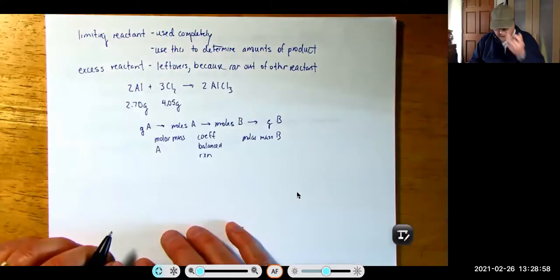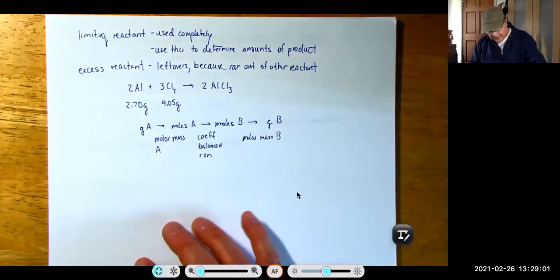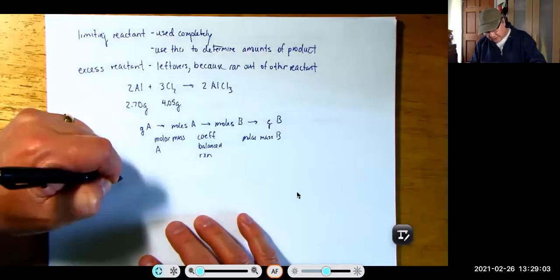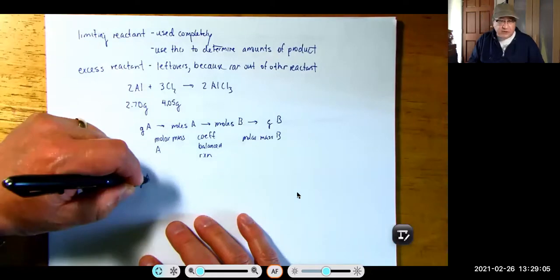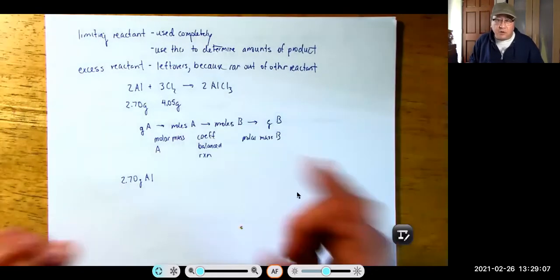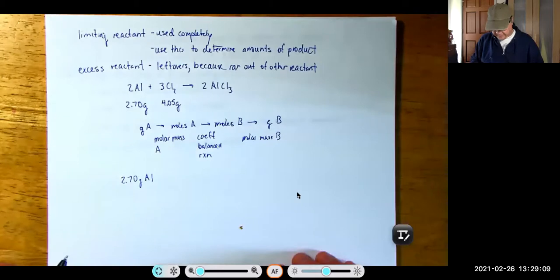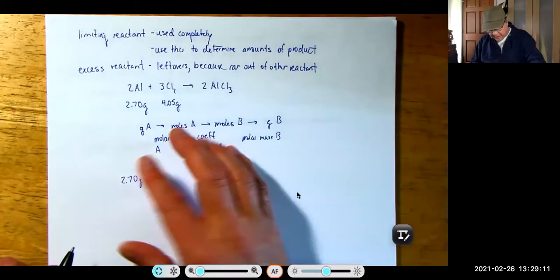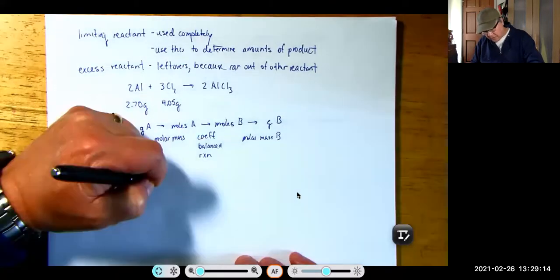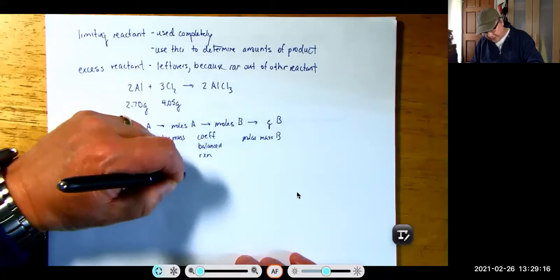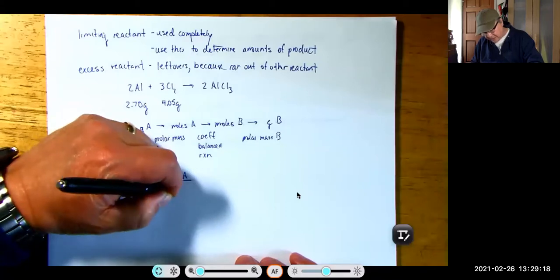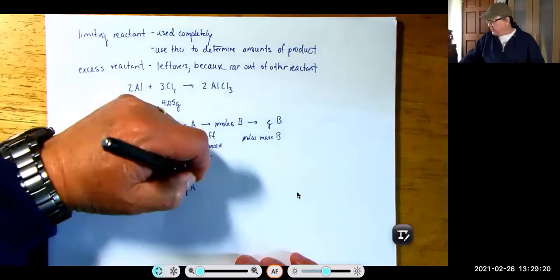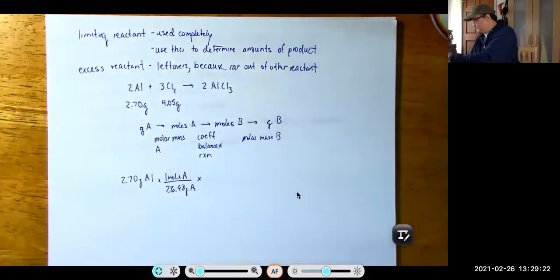Okay, so the first way to find out what is limiting is I'm going to take 2.70 grams of aluminum and find out how many grams of aluminum chloride I could make. So if I follow this pathway, I'm going to multiply by 1 mole of aluminum per 26.98 grams of aluminum, because that is the molar mass of aluminum.